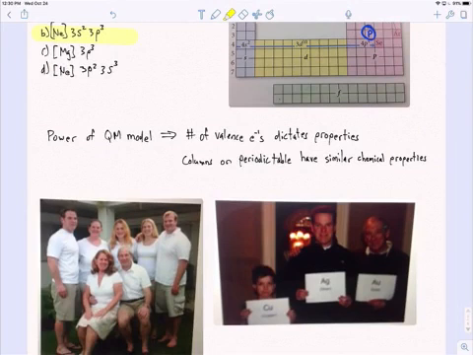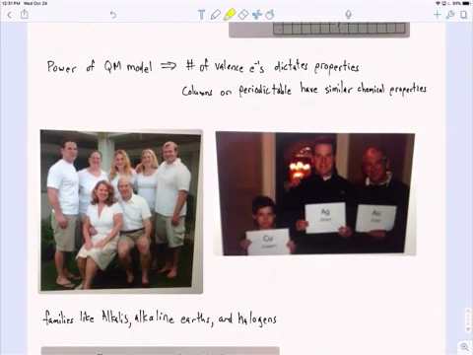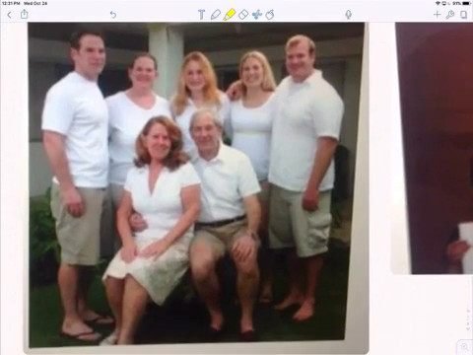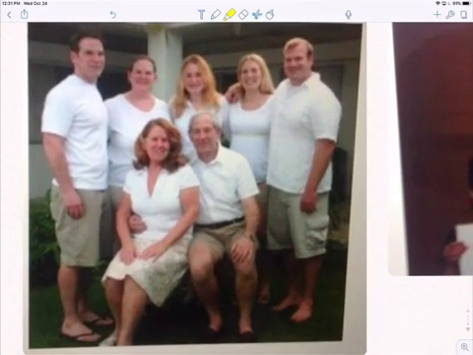So here is the power of the quantum mechanical model. The number of valence electrons dictates properties, specifically chemical properties. And sometimes the columns are called families. Here's a picture of my immediate family. So there's me on the right, and then there's my brother and my 3 sisters, and my mother and father. And if you look at us siblings, you can see that we're all big and blonde. So we definitely look like we're related.